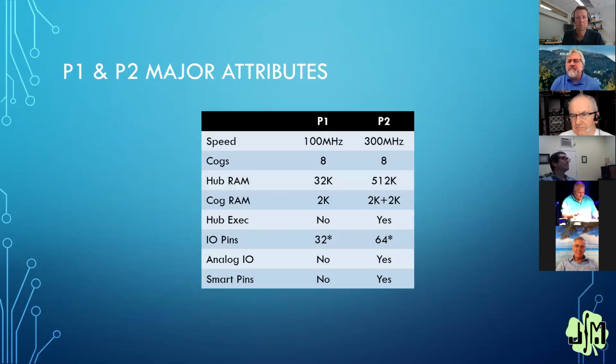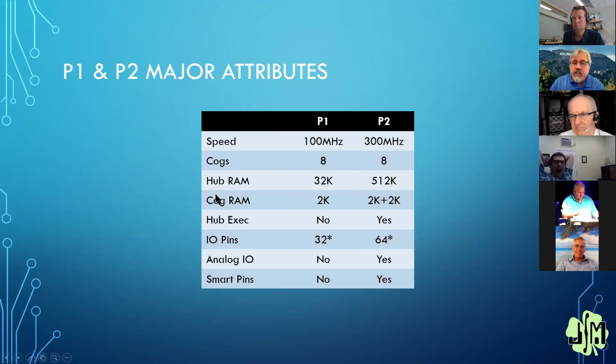So we'll get into the propeller stuff. Ken and I are talking about this after the announcement. So we want to be inclusive of P1 and P2, because the propeller is now a family. These are some of the coarse attributes of the P1 and P2. 100 megahertz versus 3, 8 cogs. This is a biggie here: it is 16 times more hub RAM. Hub is the shared area. I'll show you a graphic here in a minute.